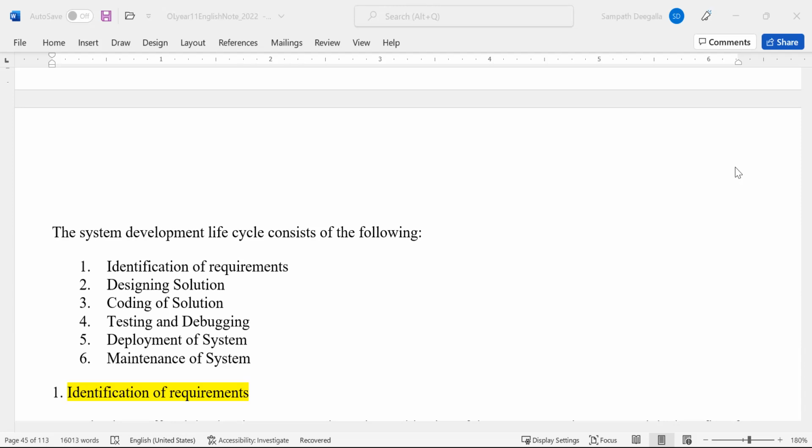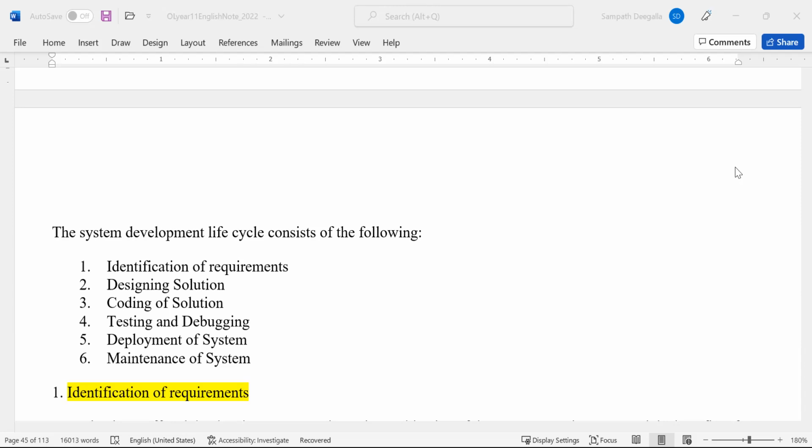Then we need to design a solution. Like, let's say if you want to build a house, right? Once you have the requirements from your family members, father might need different requirements, mother needs different requirements, your extended family, your mother's father might need other different requirements, and you might have other requirements and so on. So once you collect everything, you need to design.